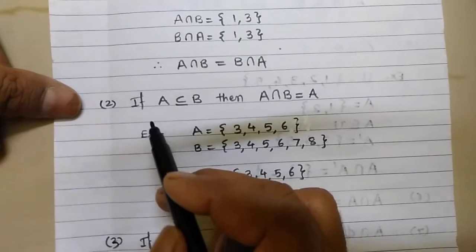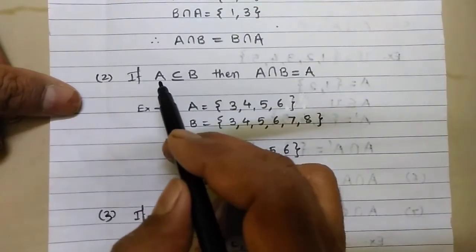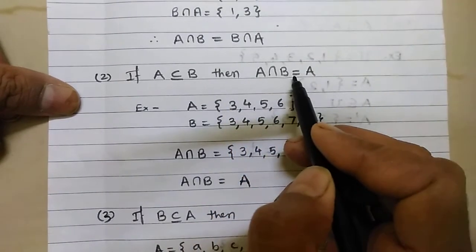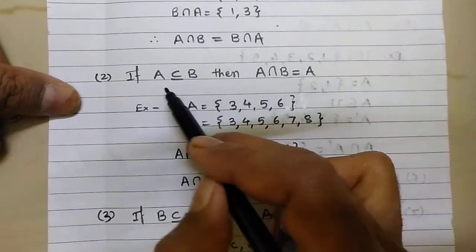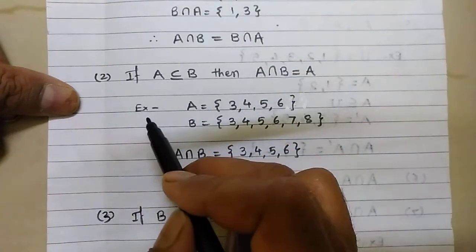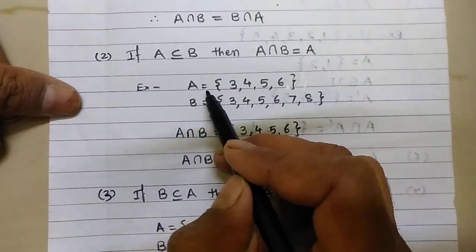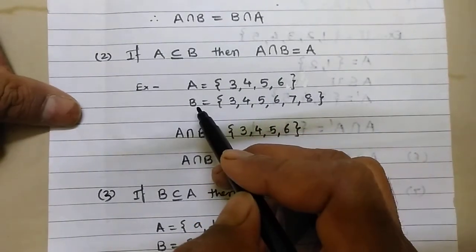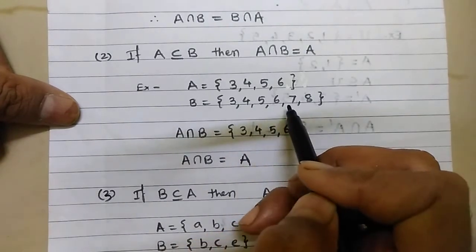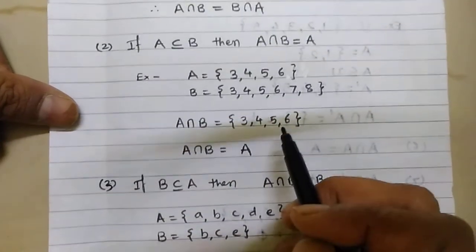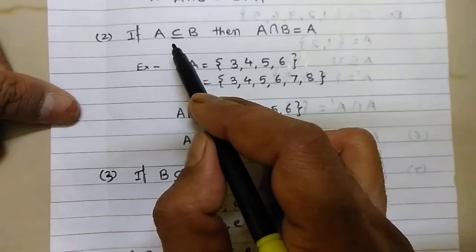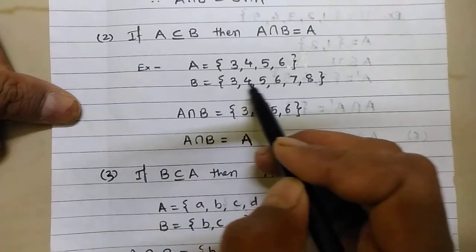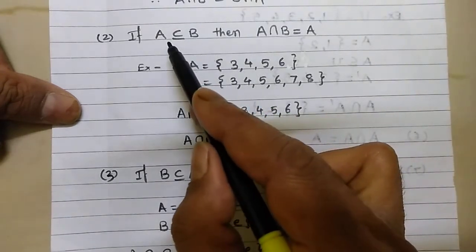Now we'll learn about the second property. If A is a subset of B, then A intersection B is equal to A. To learn this property, we take an example. A is equal to {3, 4, 5, 6}. These are the elements of set A. And in set B, 3, 4, 5, 6, 7, 8. These are the elements. According to the given condition, A is a subset of B. All the elements of set A are present in set B. That's why A is a subset of B.